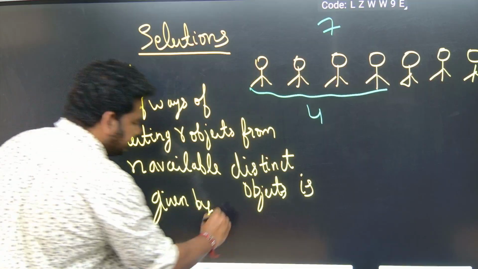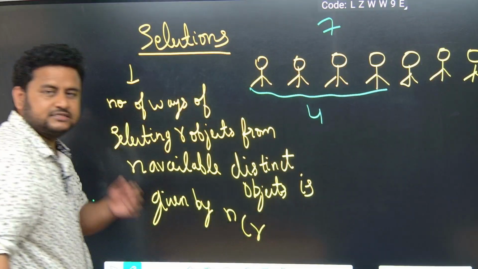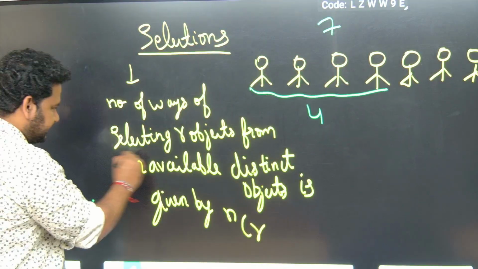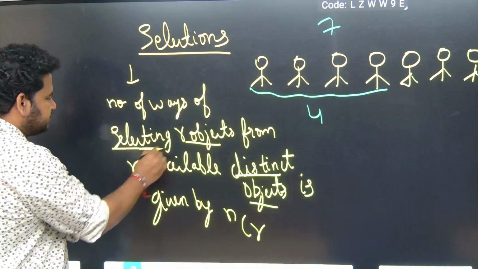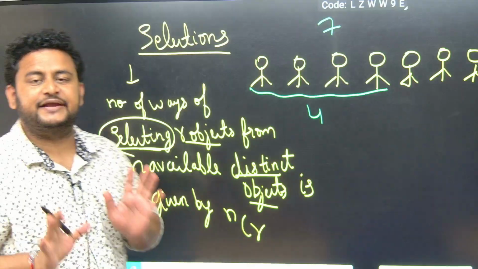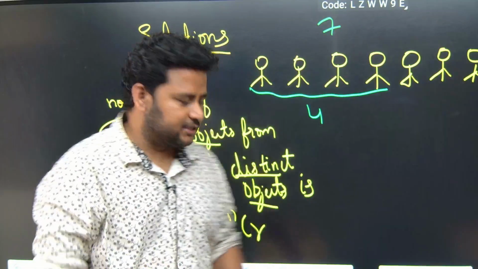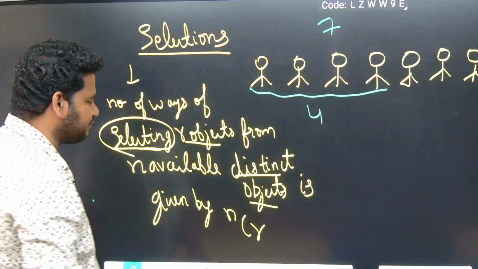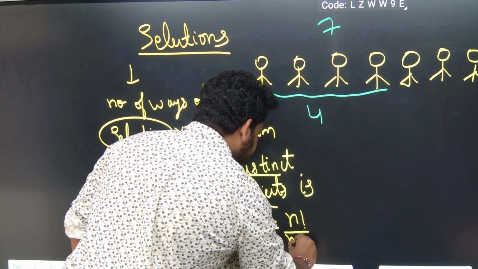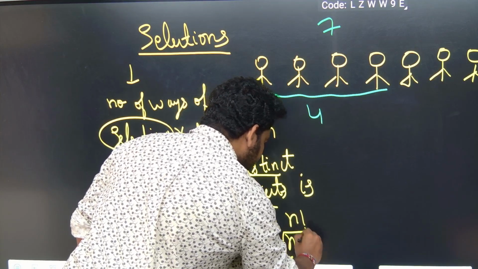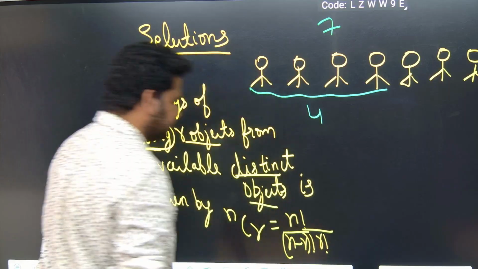What? nCr, is given by nCr. Here the most important thing is selecting r objects from n available distinct objects. Whenever we have to select, combination comes into picture. Whenever you have to select, use the formula nCr. What is the formula, friends? nCr, the formula is n factorial by (n minus r) factorial into r factorial. Okay, this is the formula.